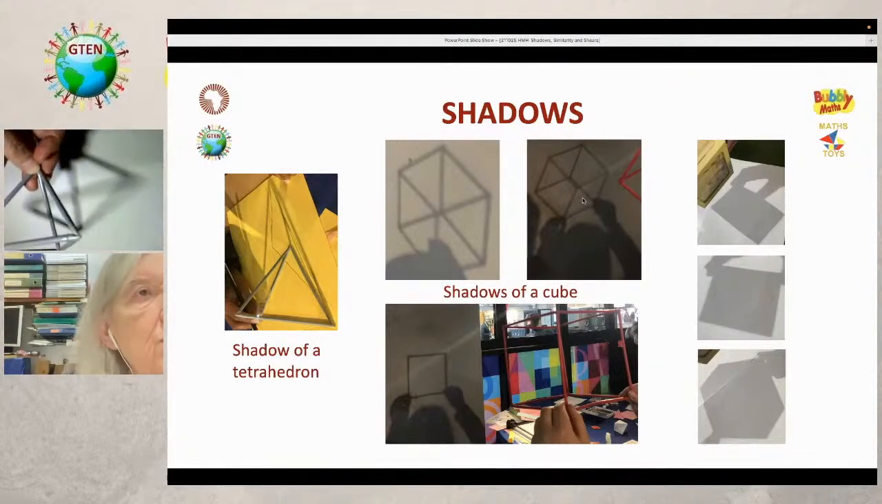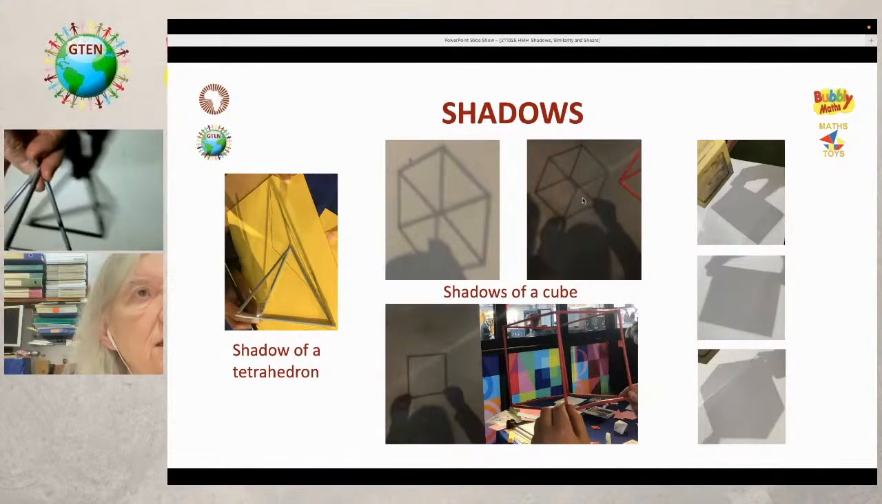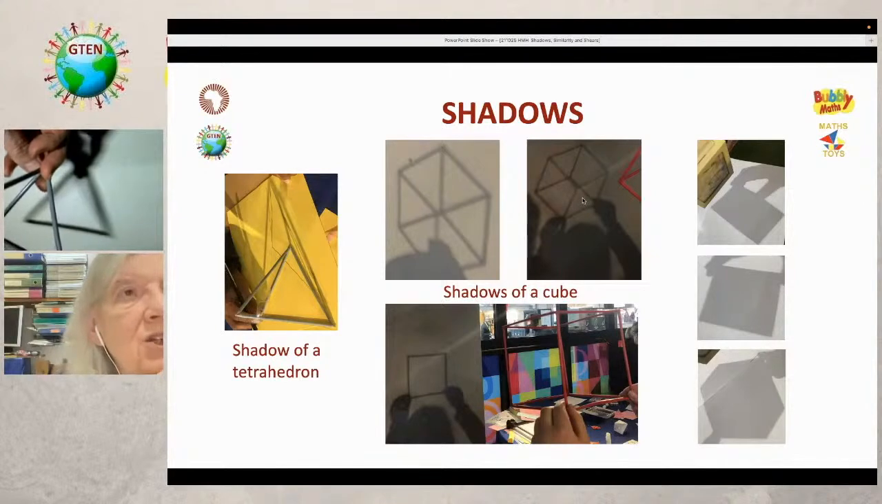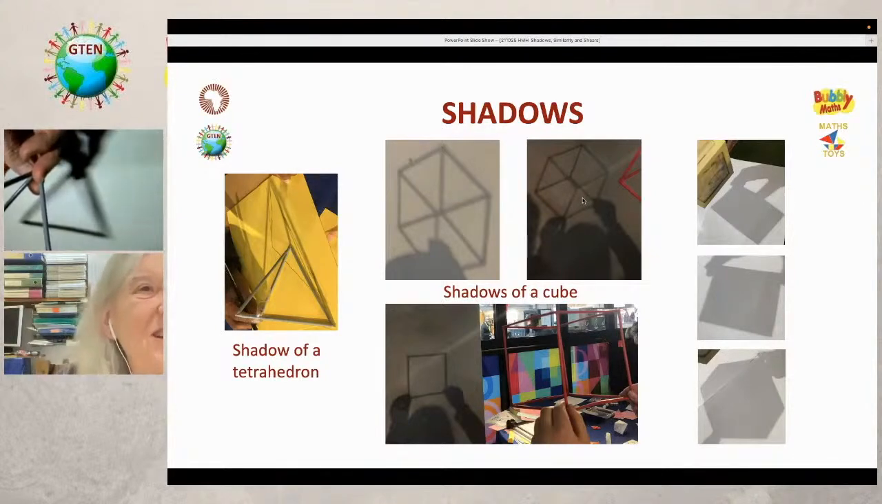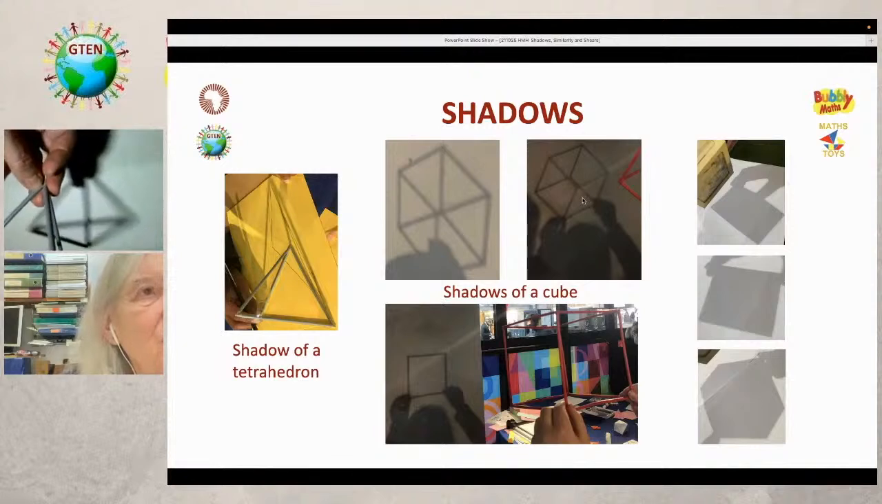I wonder if you can make just a triangle, Caroline. Can you? Yes. There. Wow. That shadow is just a triangle. Well done. So, what else do you want to show us, Caroline?